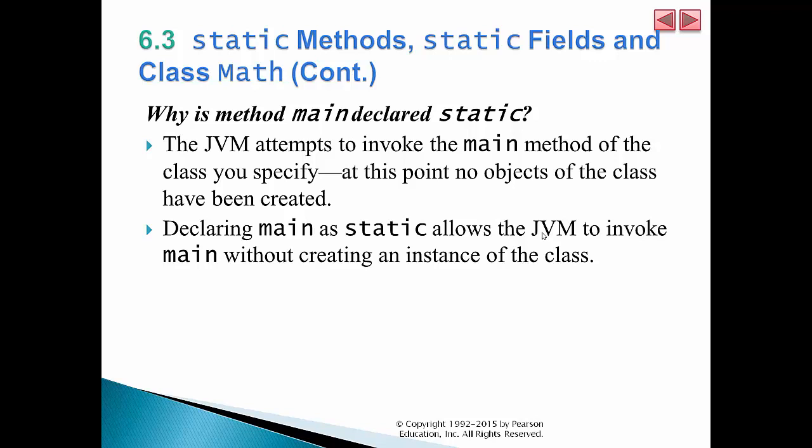So why is main declared as static? Because the JVM actually starts this application, and it can basically start the application without instantiating the actual objects. It doesn't know which objects in fact it has to instantiate in this case, right? It basically goes and runs the program, and inside the program you decide which objects to instantiate, how to instantiate them, and how these objects interact with each other.